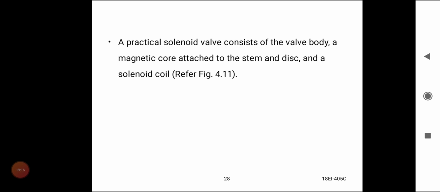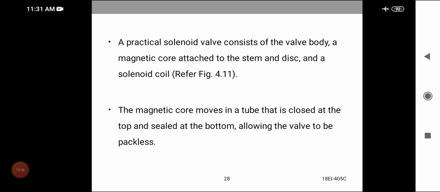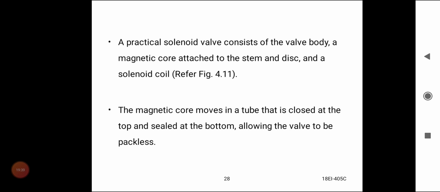A practical solenoid valve consists of a valve body, a magnetic core attached to the stem and disc, and a solenoid coil, as referred to in the figure. The magnetic core moves in a tube that is closed at the top and sealed at the bottom, allowing the valve to be packless.